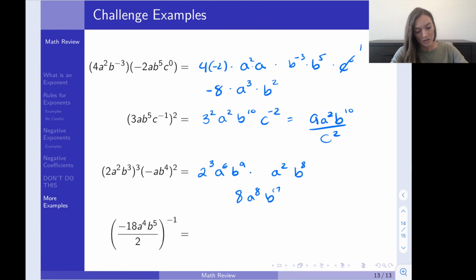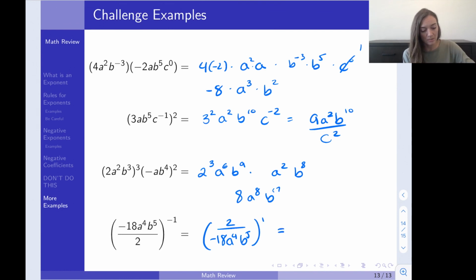All right, and this one, so we have -18 a to the 4 b to the 5 over 2, and then everything is raised to the -1. So if everything is raised to the -1, we can just flip the numerator and denominator and say 2 over -18 a to the 4 b to the 5, and raise it to the power of +1. And then all we have to do is just simplify 2 over -18 is just going to give us 1 over -9 a to the 4th b to the 5th, and that's it. So this looks a lot more complicated than it really is.